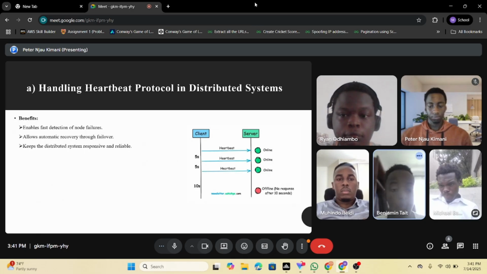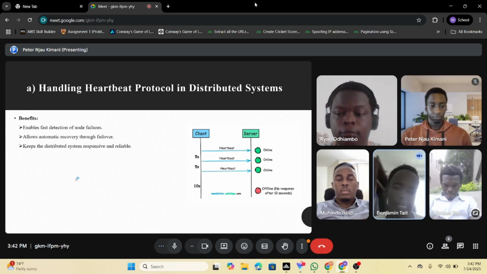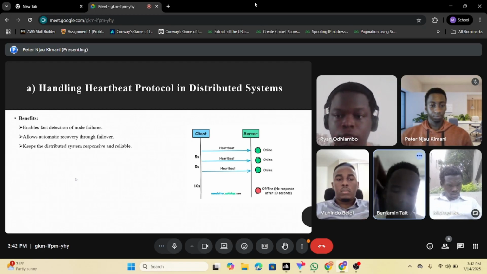So the benefits of this. Number 1, it enables fast detection of node failures, in the sense that we can always detect which server is functioning and which server has failed. If a server does not send the heartbeat message within the specified time T, then we consider that server as failed, so we are able to detect a failure. Number 2, it allows automatic recovery through a failover. In the case that we don't have those heartbeat messages within that specified time, then another server, which is the backup, can pick up immediately.